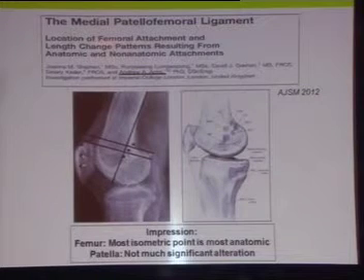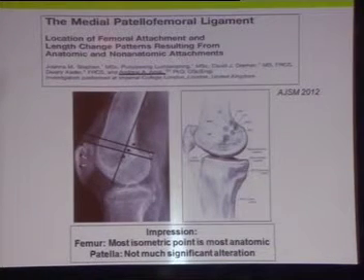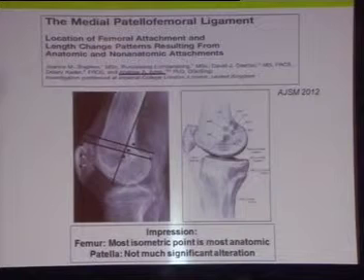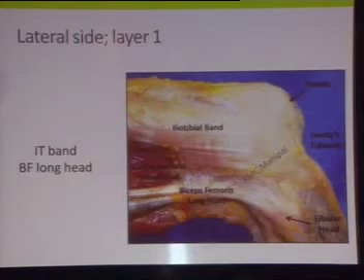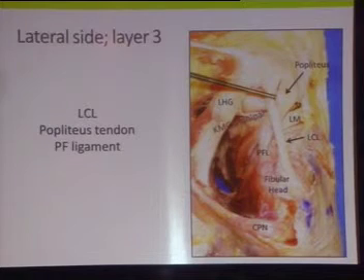We don't need to. This is the recent study from Andrew Amis in AJSM published in 2012, where he has published that the most isometric point is almost the same as the most anatomic point. Lateral side, you have layer 1, 2 and 3, and we know that the LCL, this is layer 3, which is one of the most important layers. The LCL is attached onto the lateral epicondyle, just anterior and inferior is the popliteus tendon.